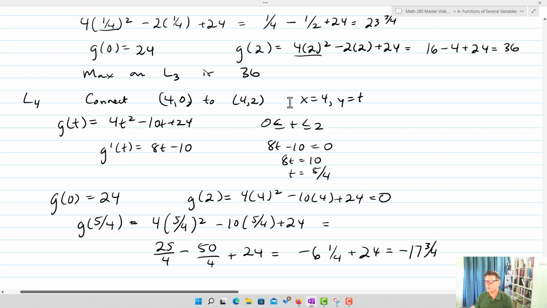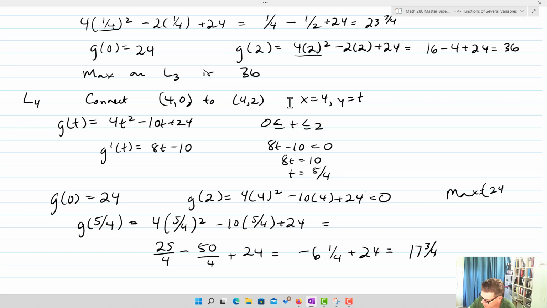So what we've done here is everything along this boundary, we parameterized all the values along the boundary. And for anything along that boundary, we're finding the maximum and minimum along that line for the function, or this parameterization. So what you can see here, by the way, it's not negative 17, it's just positive 17 and 3/4. So our max here is just going to equal 24, which is not a total max.